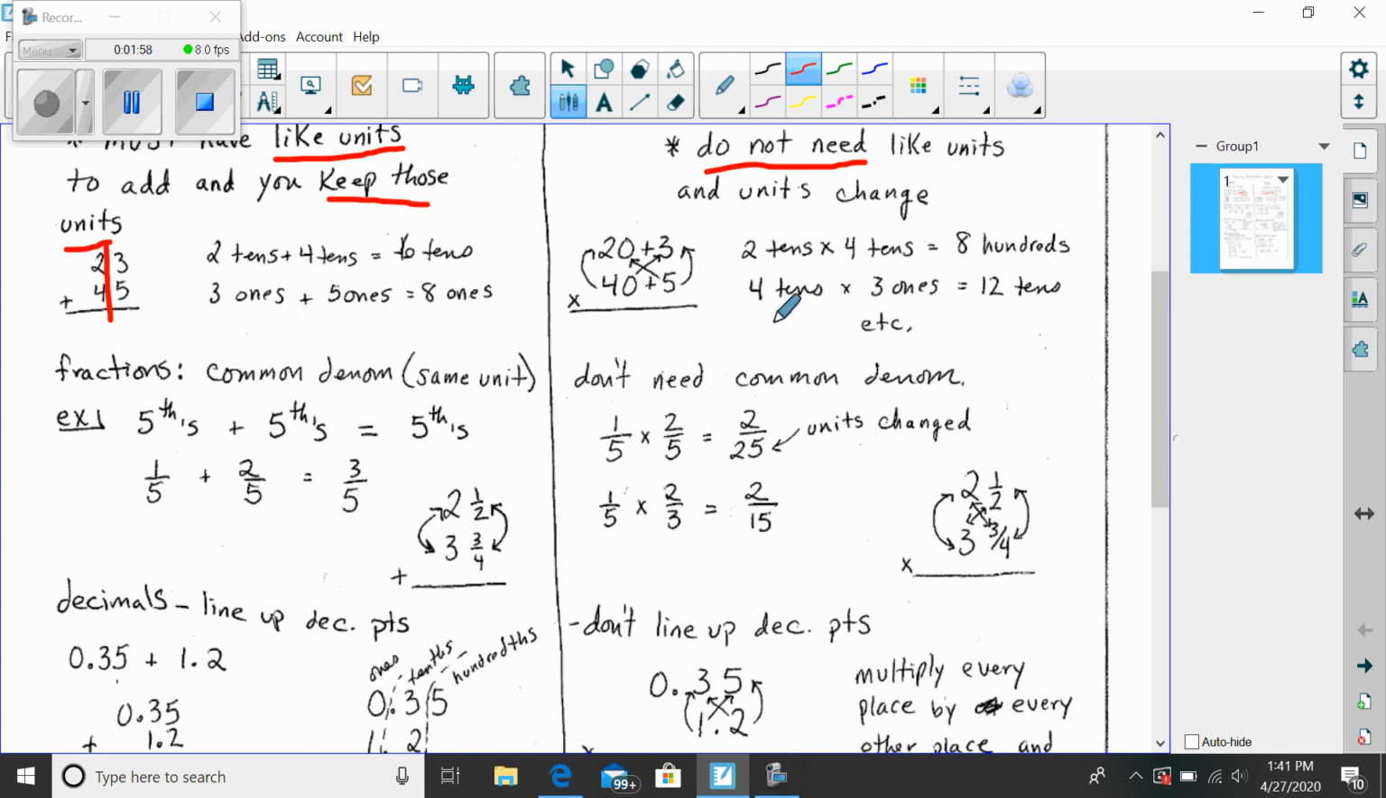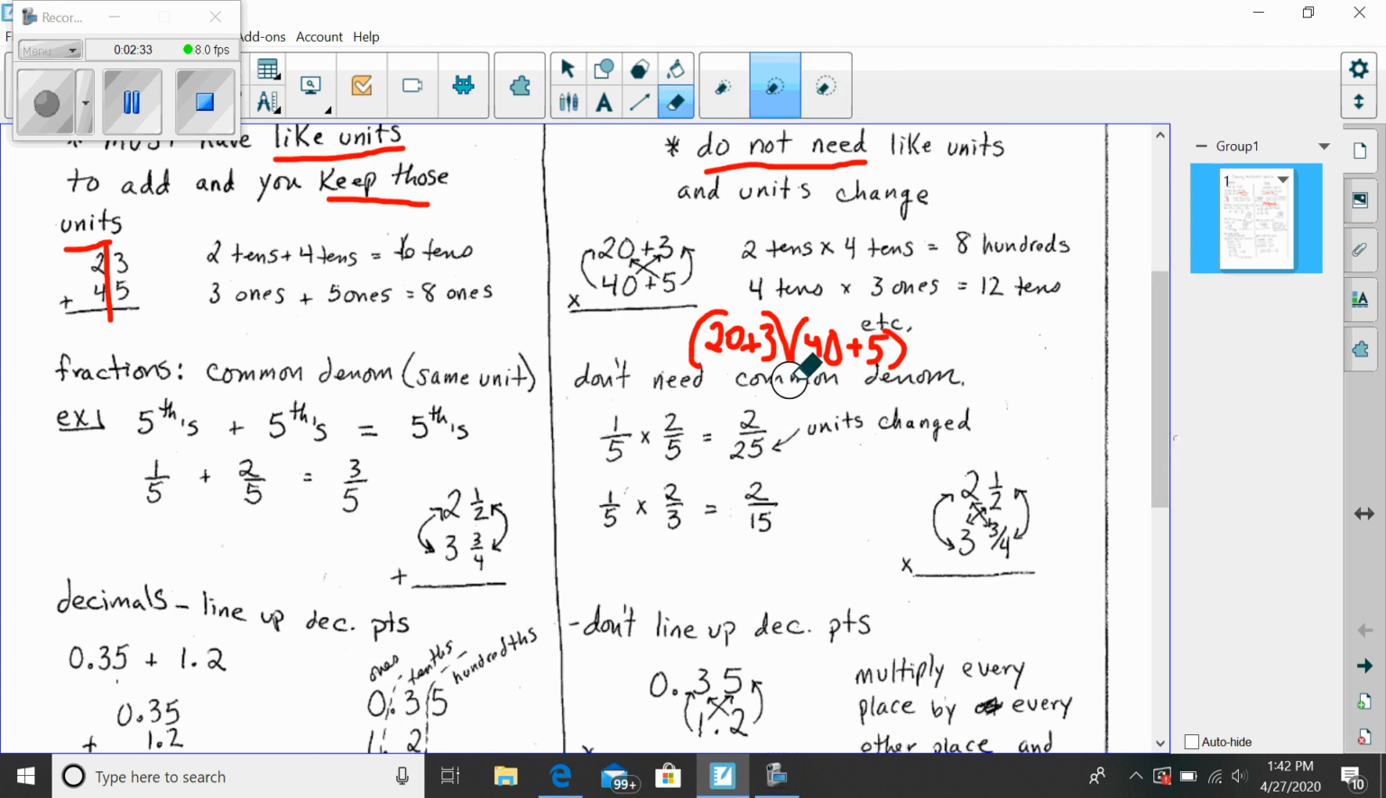So I could think of this problem as FOIL, and we were just doing that the other day with mixed numbers. When we multiplied mixed numbers, we found that we had to FOIL. So every time we want to multiply, we have to multiply every place by every place. This would be a FOIL problem, which I'm showing right here with the arrows. And notice if I multiply tens by tens, I don't get tens, I get hundreds. So the units change. That's true in whole numbers.